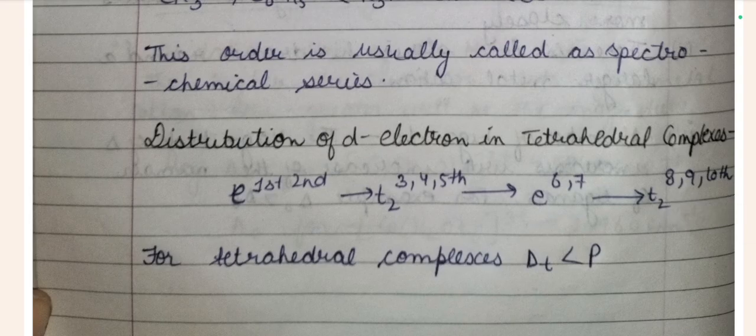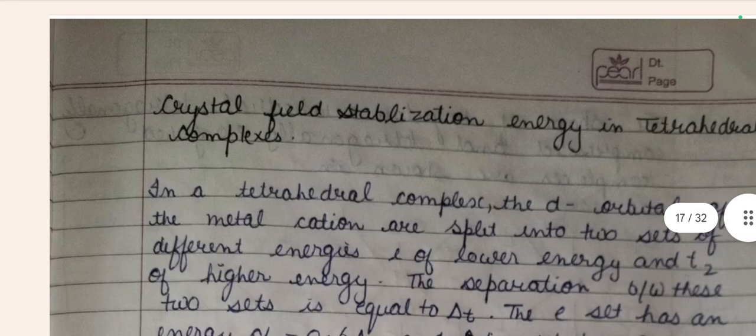The distribution of d electrons in tetrahedral complexes: the E set takes the first and second electrons, the T2 set the third, fourth and fifth electrons, E again the sixth and seventh electrons, and T2 the eighth, ninth and tenth electrons. For tetrahedral complexes, ΔT is smaller than the pairing energy.